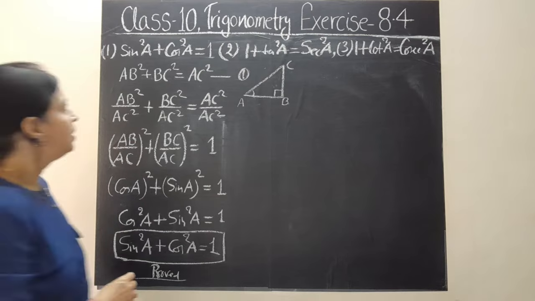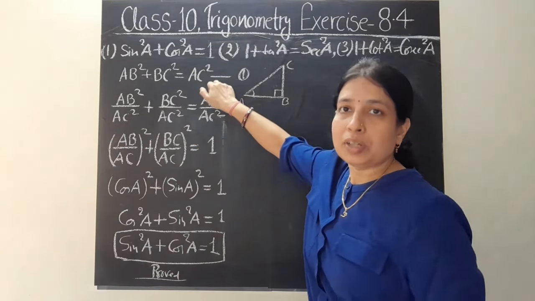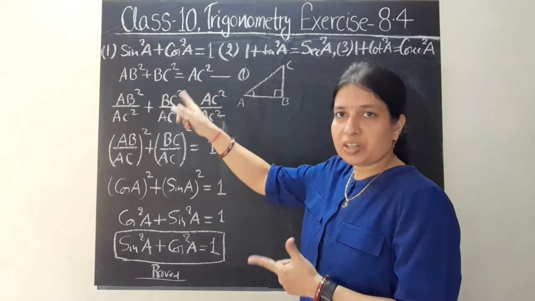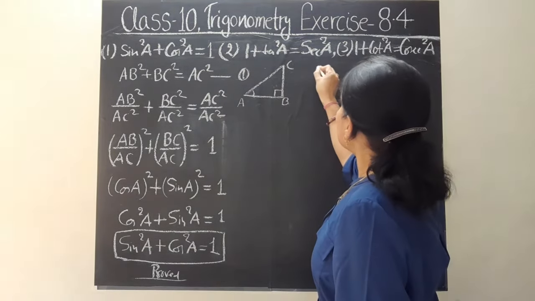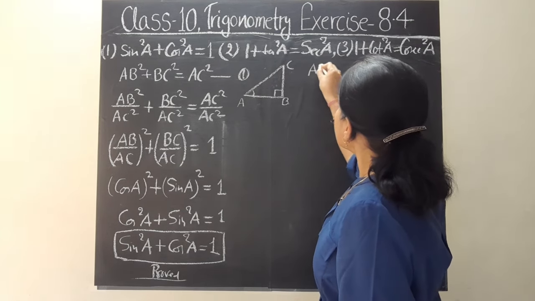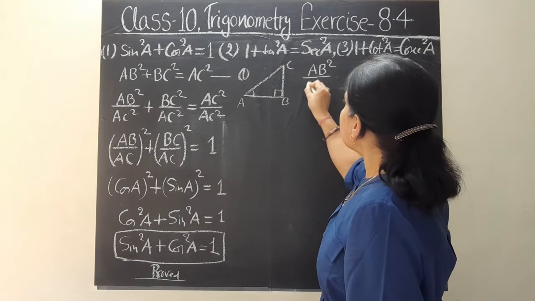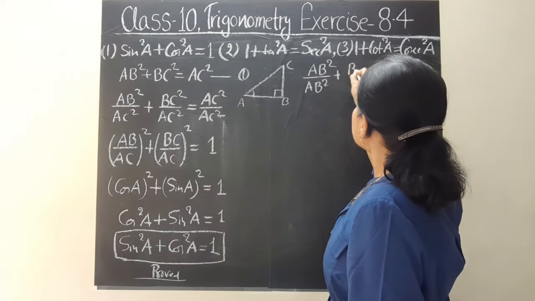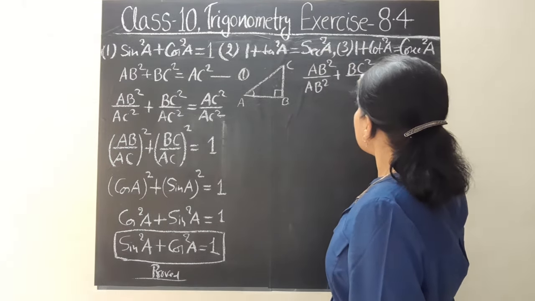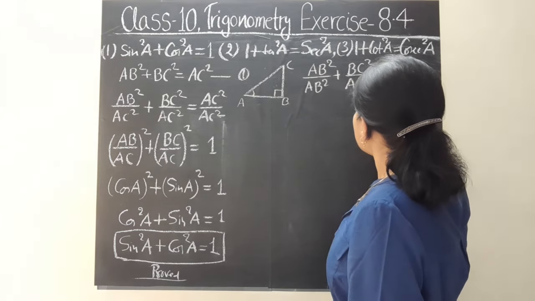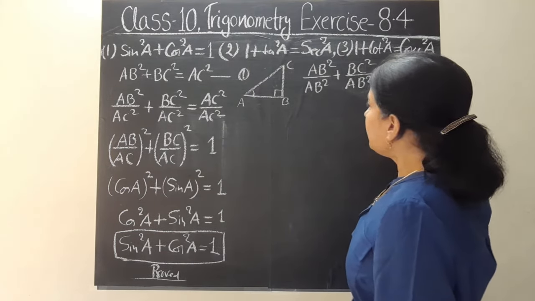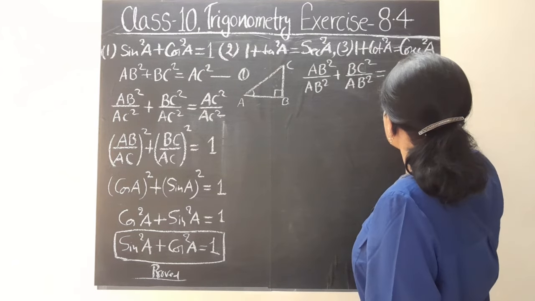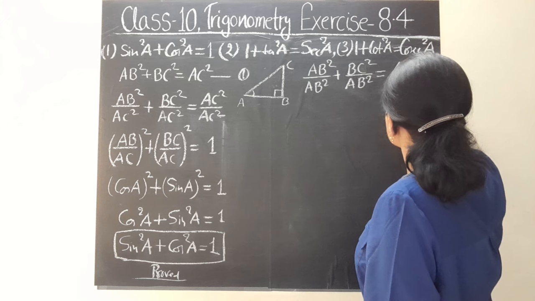For second one, divide equation 1 by AB square. Okay. So let us divide each term by AB square. So first term is AB square. So AB square is divided by AB square. Second term is BC square. So BC square is also divided by AB square. And in RHS it is AC square. So AC square divided by AB square.